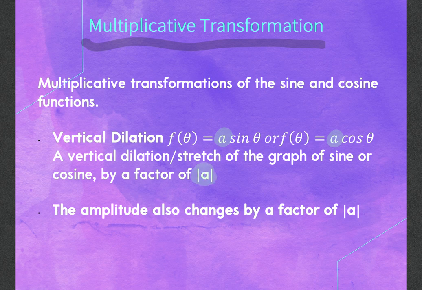So the amplitude change is always positive. You just take the absolute value of what's on the front of that, and that would be your vertical stretch or shrink. If it's bigger than 1, obviously it's a stretch. If it's in between 0 and 1, then it's a shrink. So that vertical dilation also changes your amplitude.